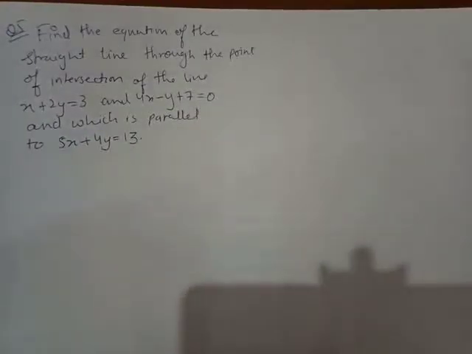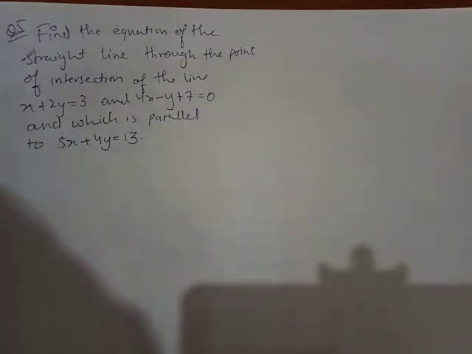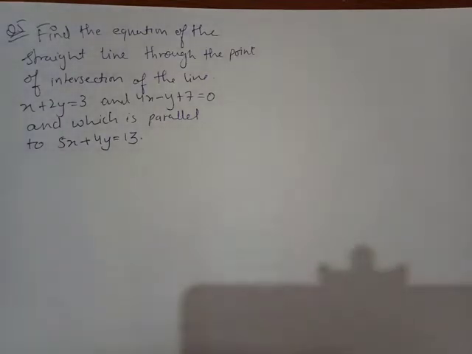Let's try and understand this question. Okay, this is question number 5 that we'll be doing. Find the equation of the straight line through the point of intersection of the lines this, and which is parallel to this. Now this is really confusing for some of you guys, but I will explain with the help of a diagram. Whenever you do any question, try understanding with the help of a diagram. Okay, so here we go.